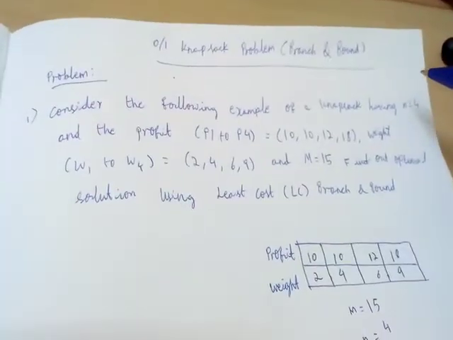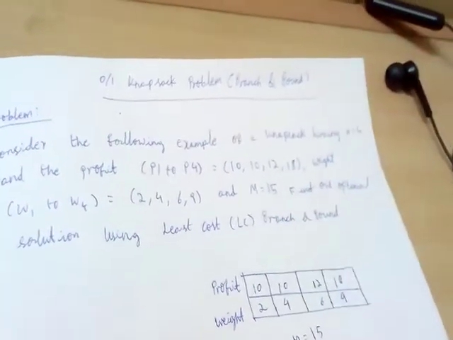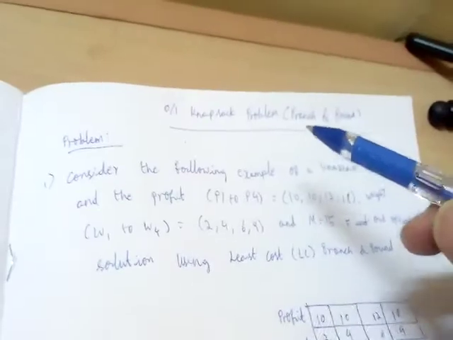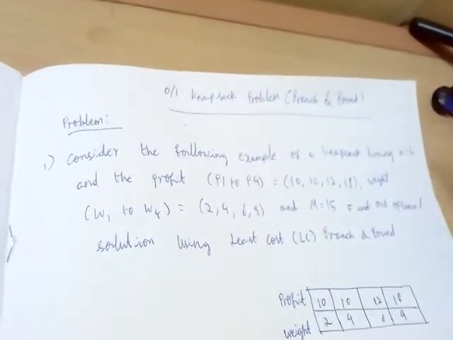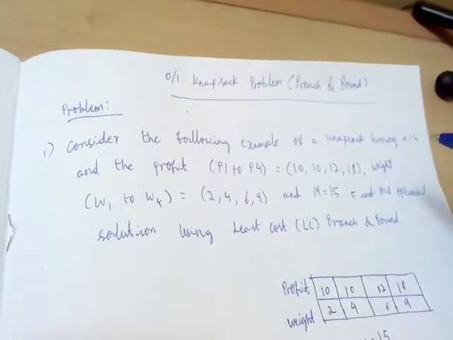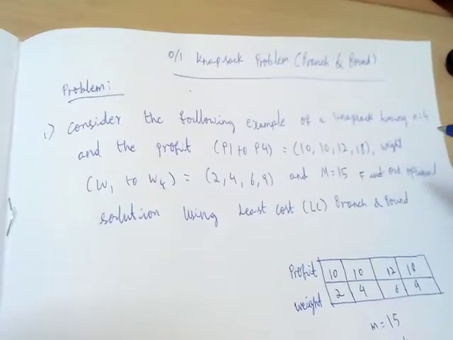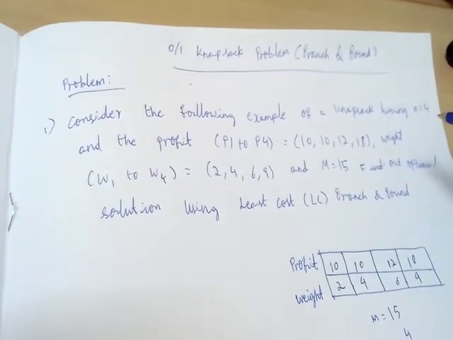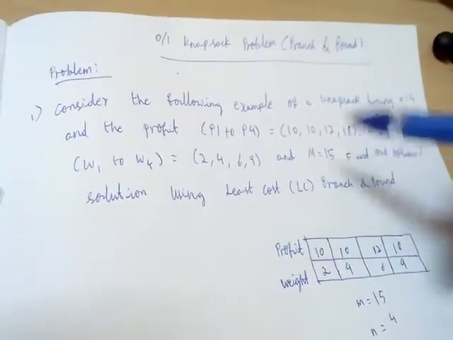In today's video lecture, I will be discussing how to solve the 0-1 knapsack problem using the branch and bound algorithm. As you know, in the knapsack problem, we try to insert items into the knapsack bag with the aim of achieving maximum profit. So it's a classic example of a maximization problem. Let's go through the problem statement.